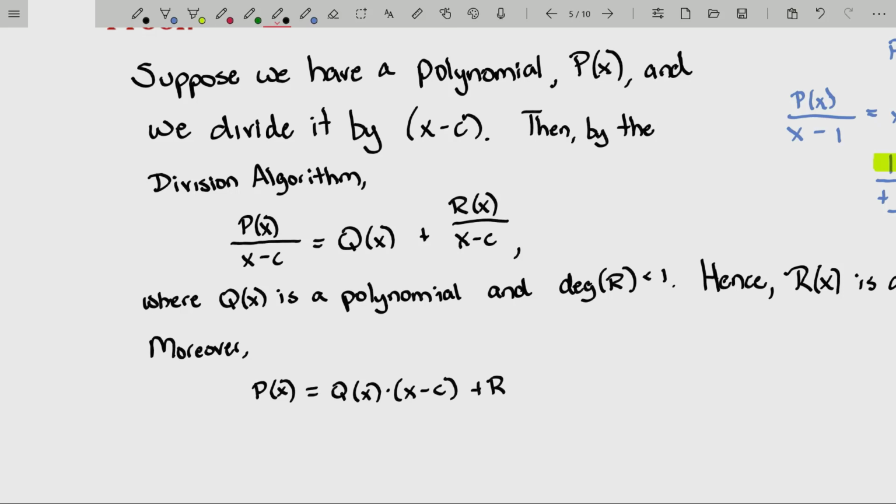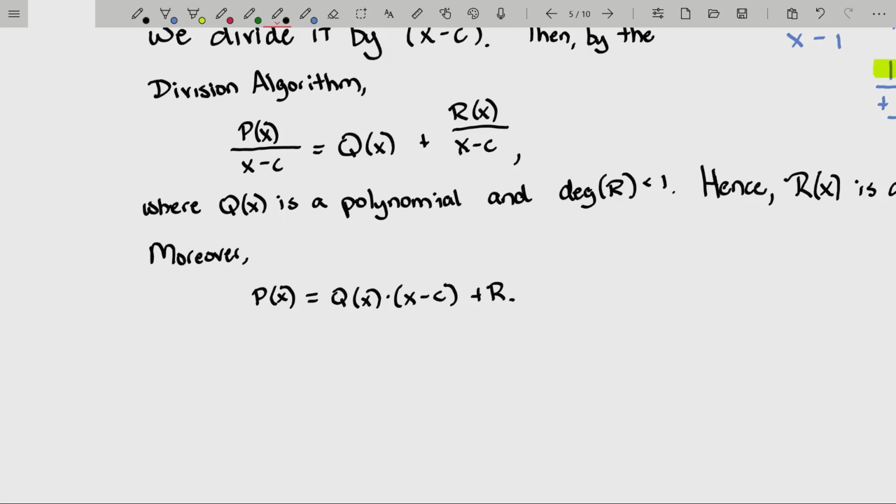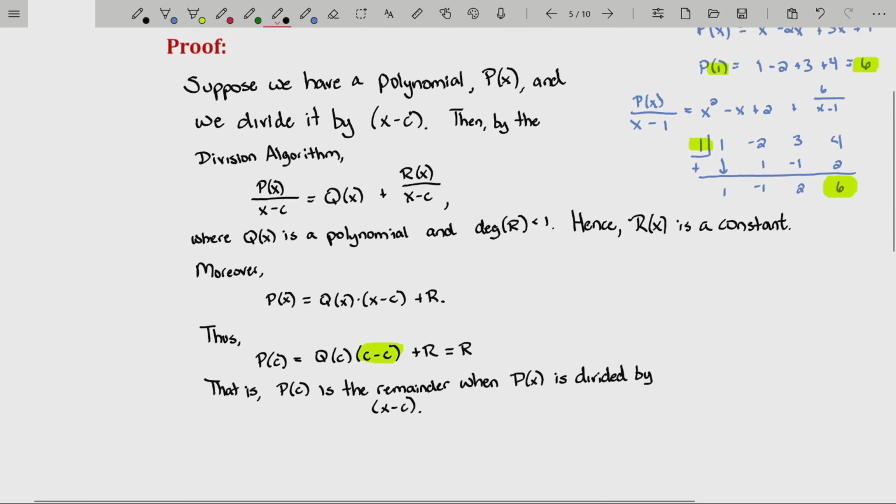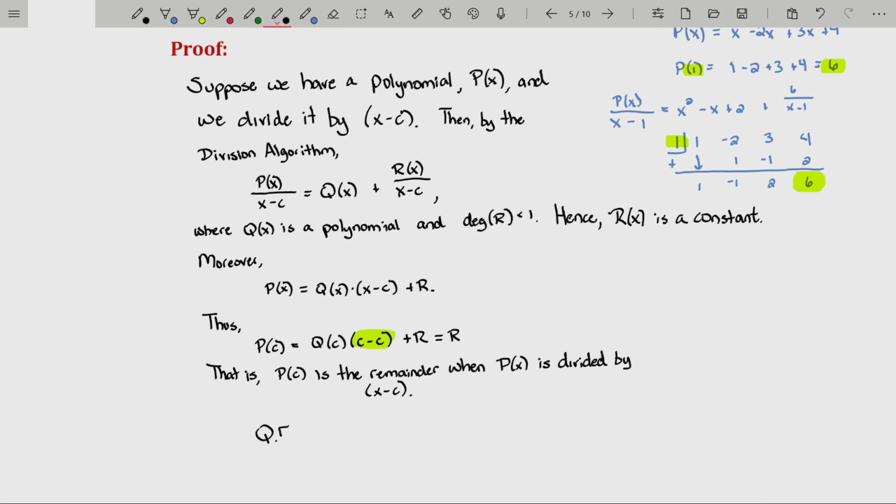Well, now let's take a look at what P of c is. And this is where we really get to our result. So I'm going to say thus, P of c is equal to, well, Q of c, right? Everywhere you see an x, you're just going to replace it with a c. But you can tell right now that c minus c is going to be 0. 0 times anything is 0, and so this will turn into just r. That is, P of c is the remainder when P of x is divided by x minus c. And that is the proof of the remainder theorem.